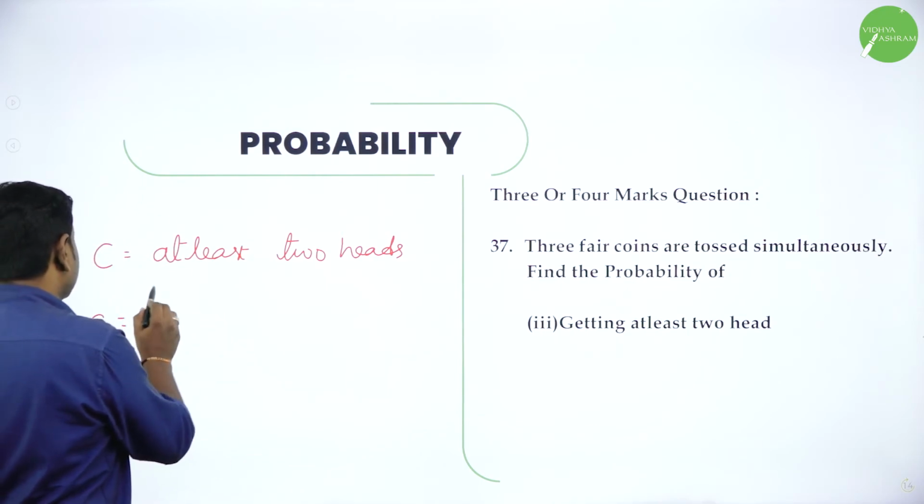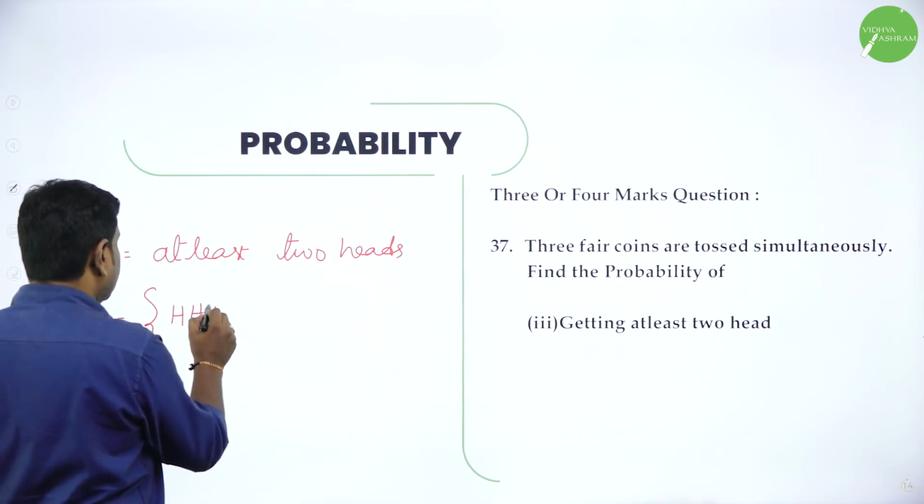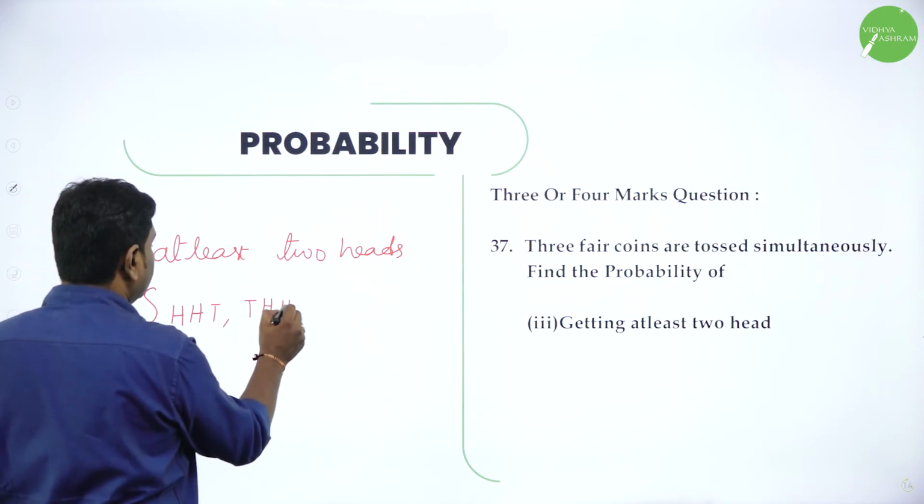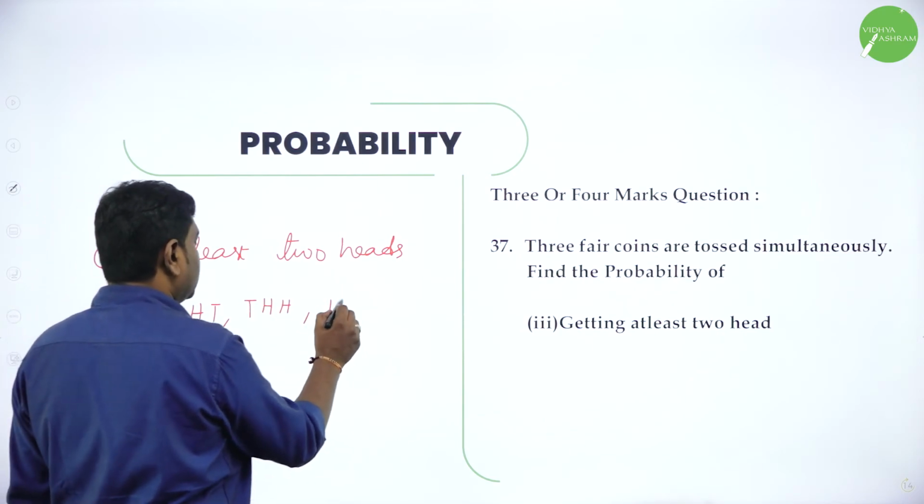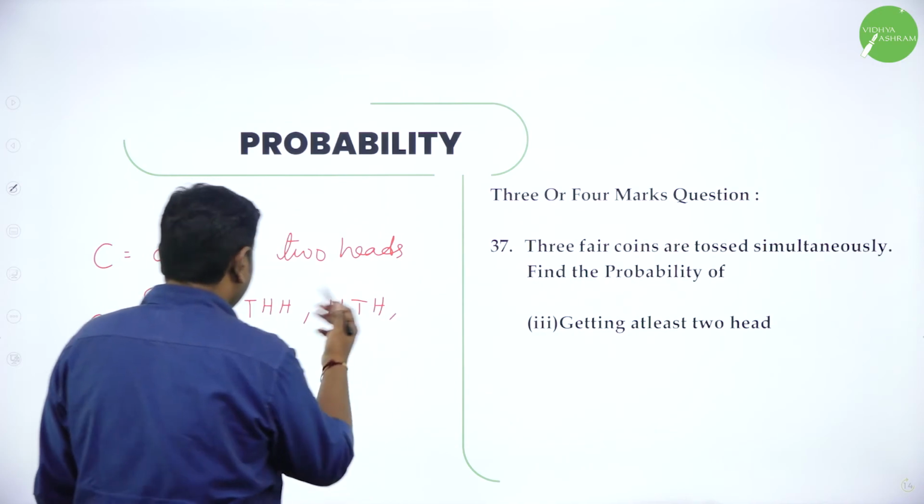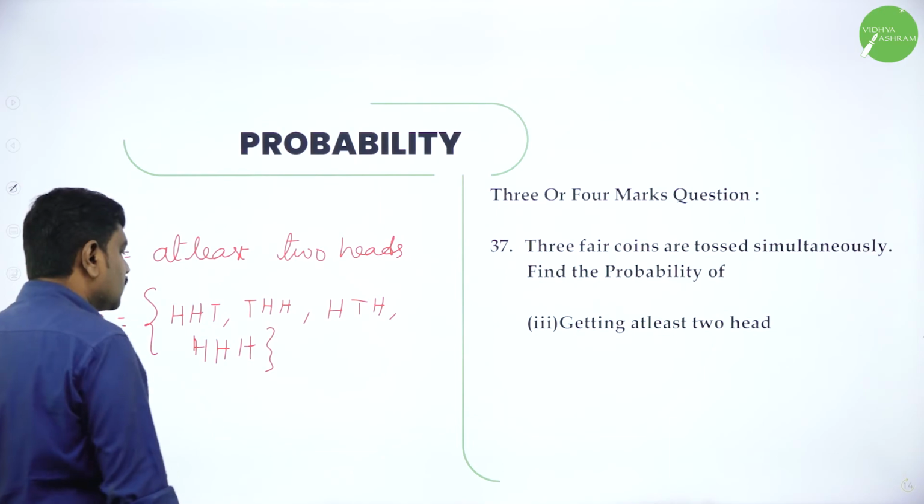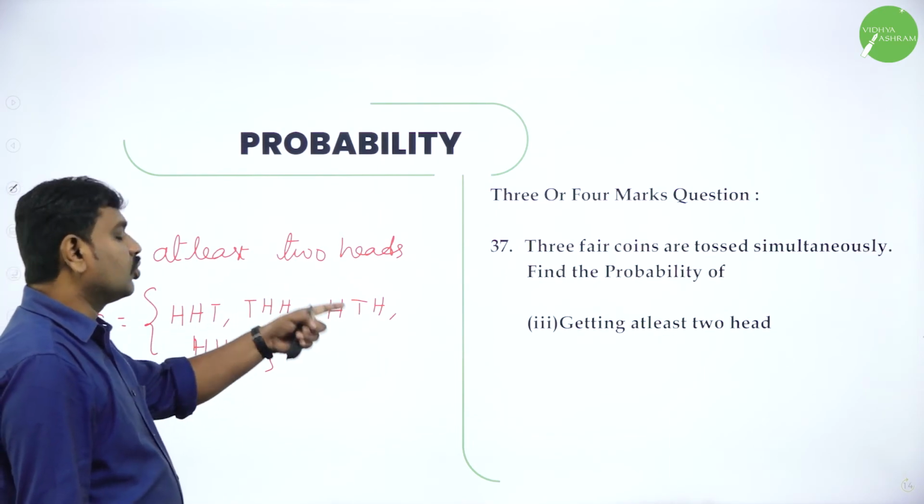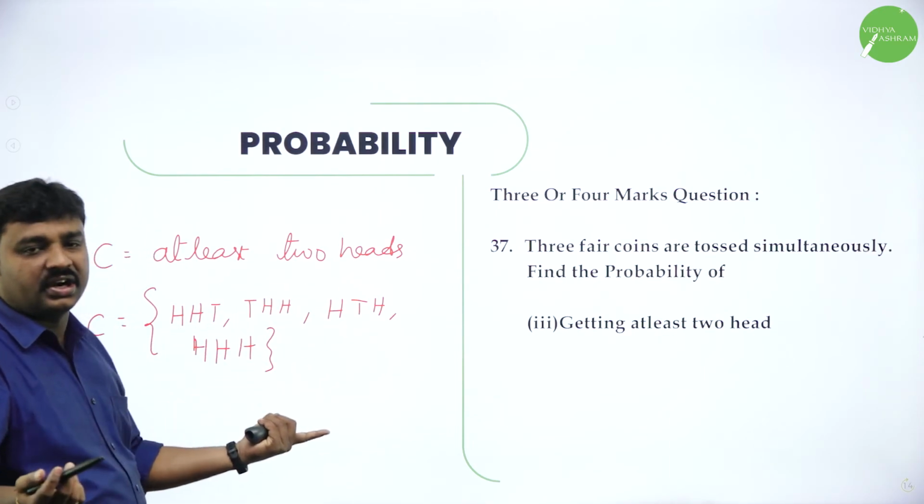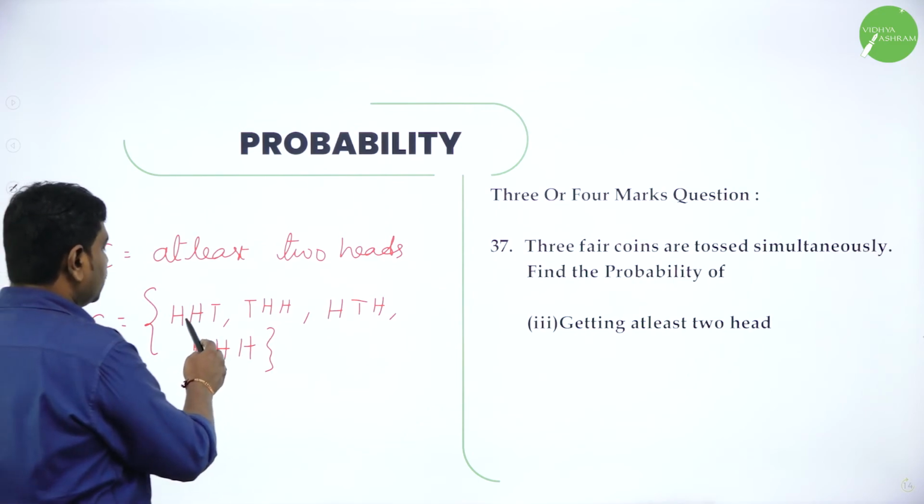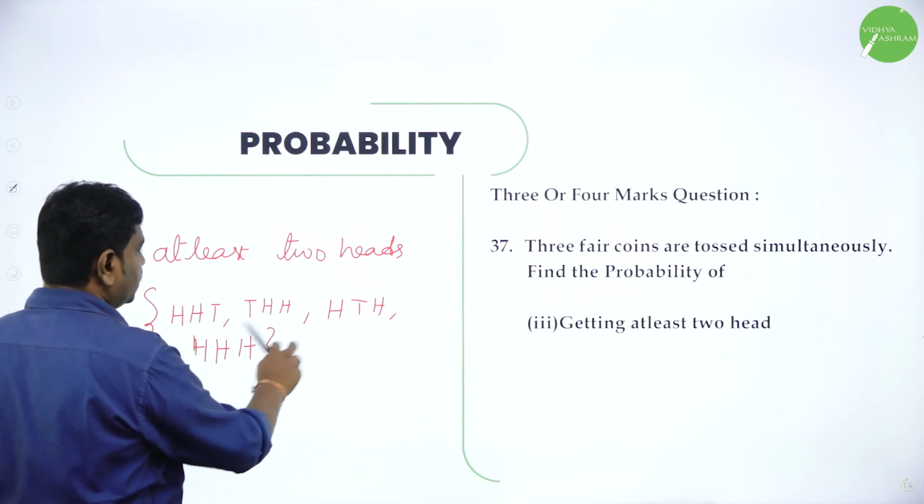So 2 or more heads means head, head, tail, tail, head, head, and head, tail, head. Here 2 heads we got. Or more heads means all 3 heads. 2 heads or more than 2 heads. More than 2 heads means all 3 are heads. So 2 heads outputs are first 2 heads, or last 2 heads, or first and last.